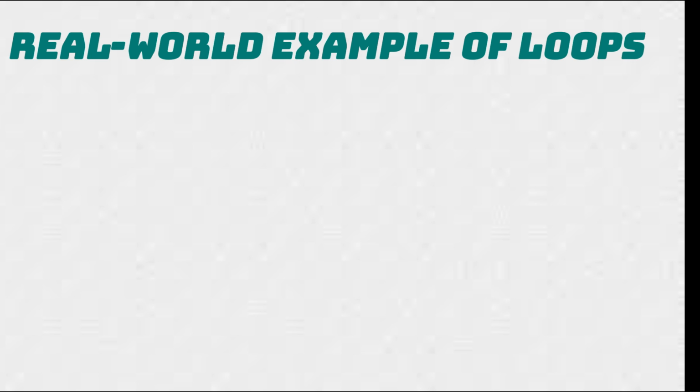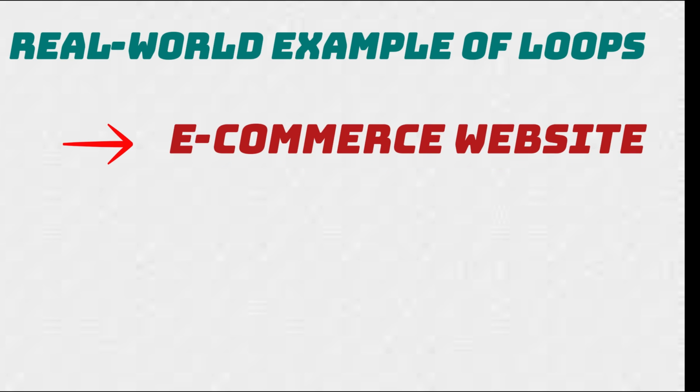Real-world examples of the loop. Imagine you are browsing an e-commerce website like Flipkart. You search for Mi mobiles and see a list of 411 phones. Each phone's details such as the image, description and price are displayed in a similar format, but the content is different. If you were to code this web page, you wouldn't create 411 separate containers for each phone.